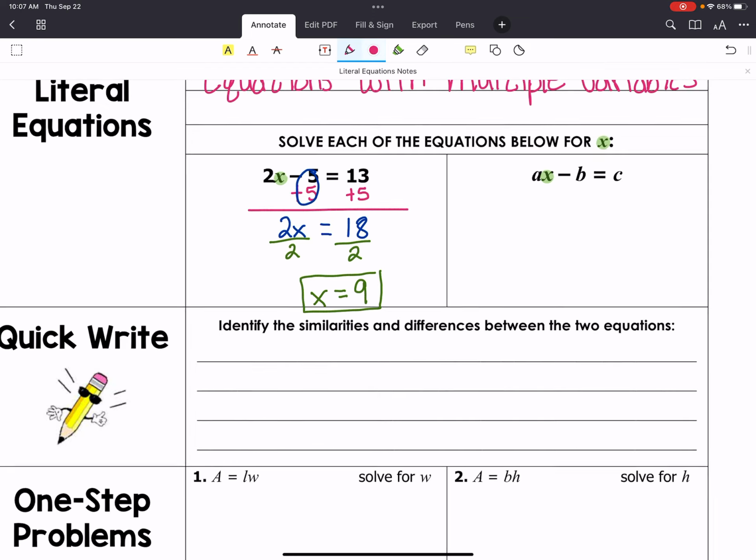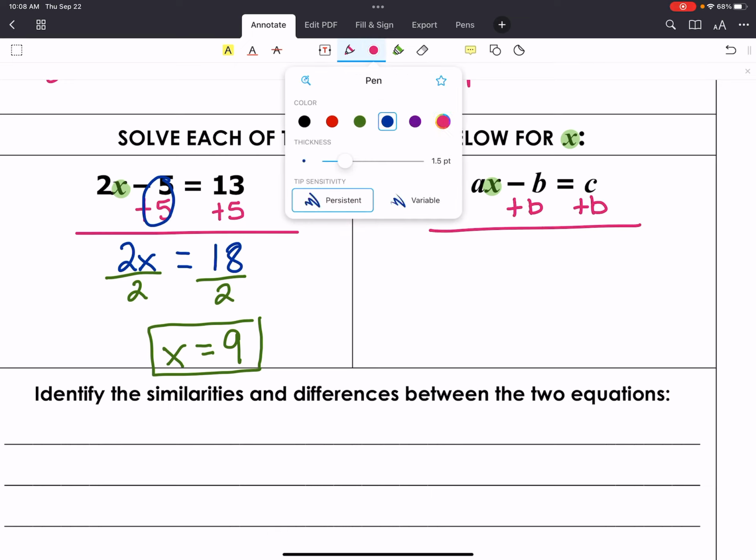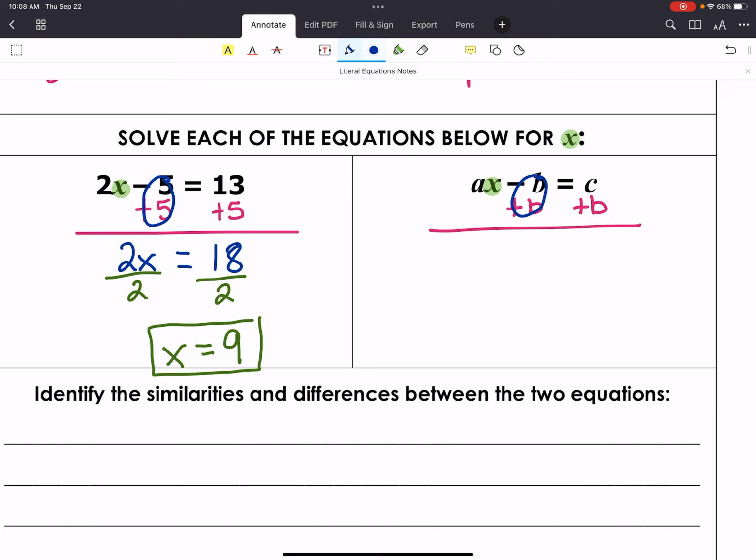The second equation says a times x minus b equals c. So we're going to treat it the same way. We're solving for x. So the first thing we need to do is add the b to both sides. Negative b plus b makes 0, which is what we want. We're just left with ax equals. You can either do c plus b or b plus c. Either way is fine. I'm going to do b plus c, just keep it alphabetical.